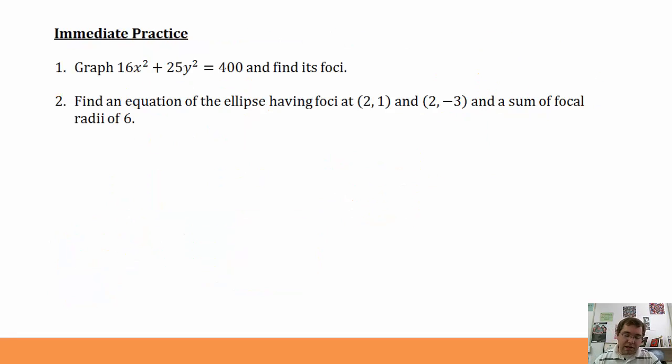Number 1, graph 16x squared plus 25y squared equals 400 and find its foci. So of course the first thing you're going to do is divide everything by 400 so that it's in the form of the equation of an ellipse. Number 1 will be just like example number 1. Number 2, find an equation of the ellipse having foci at 2, 1 and 2, negative 3 and a sum of focal radii of 6. This will be just like example number 3, however, it will be a vertical ellipse. And that is the end of section 9.4.